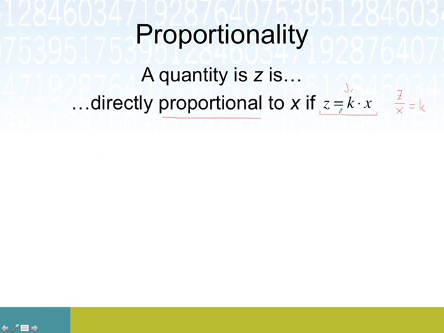You might also notice that this is kind of a special line. It's just a line with slope k and y-intercept equal to 0 because there's nothing over here. It's plus 0 is the assumption.